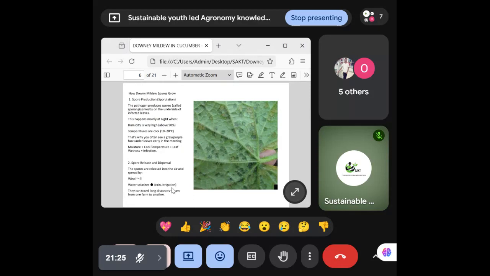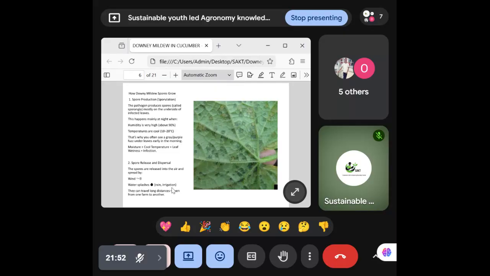So when you have moisture, like coldness or wetness on your leaf, these are the factors that lead to this infection. When you have a cold temperature and your leaf is wet, it equals infection. You just see it grow. So the condition for the spores growing there is very, very high when you have this condition.